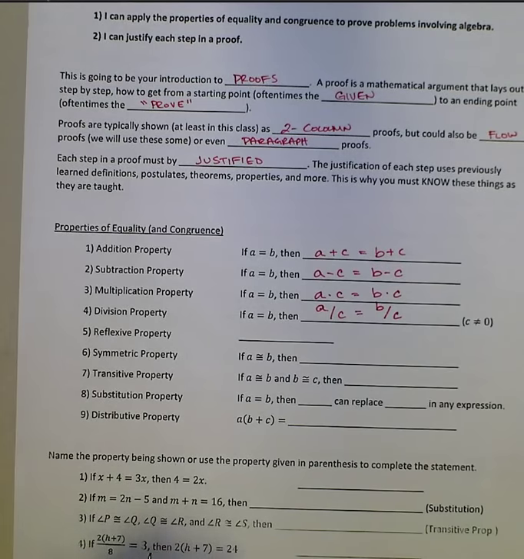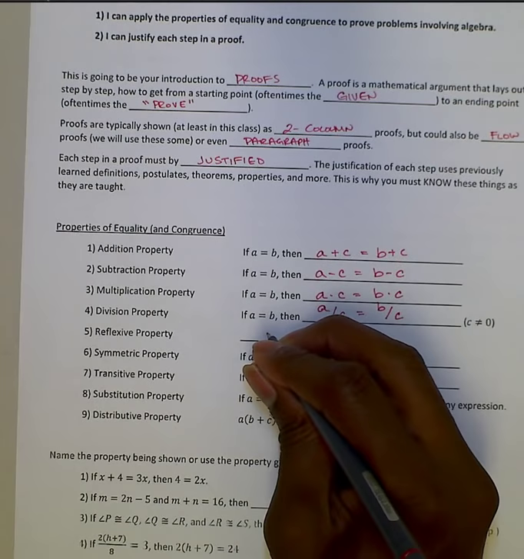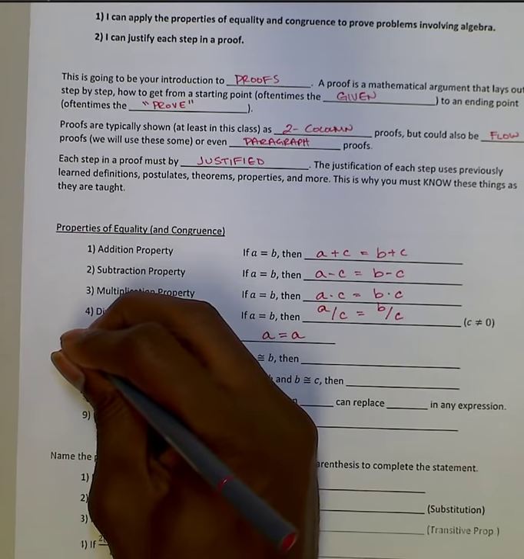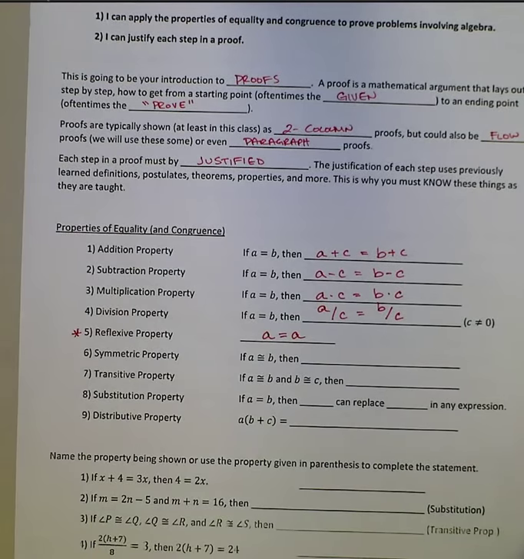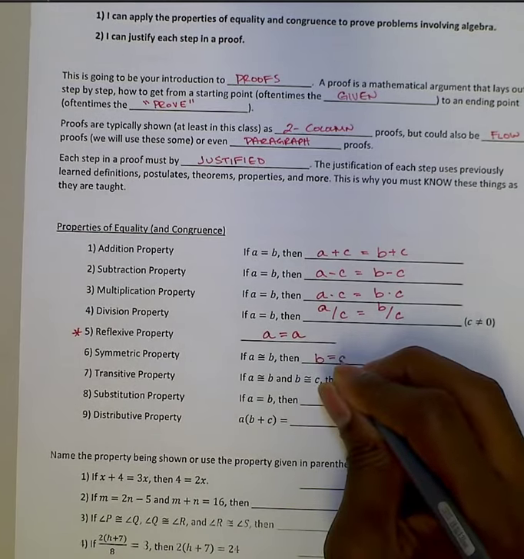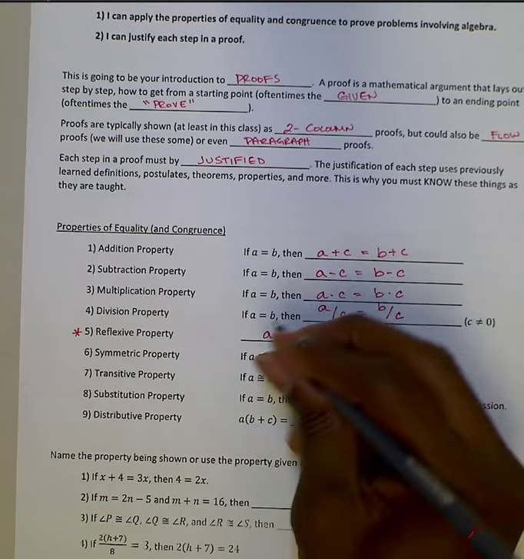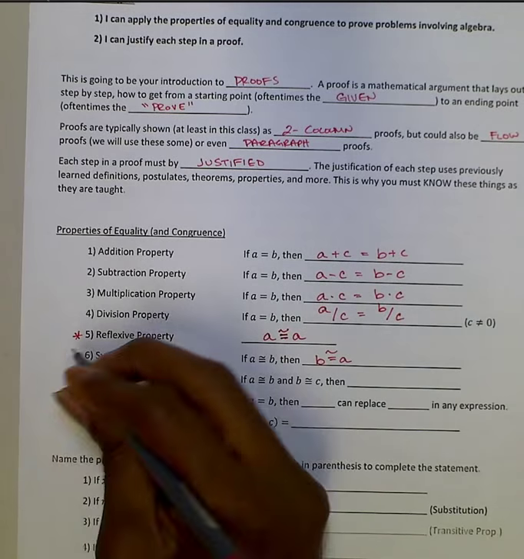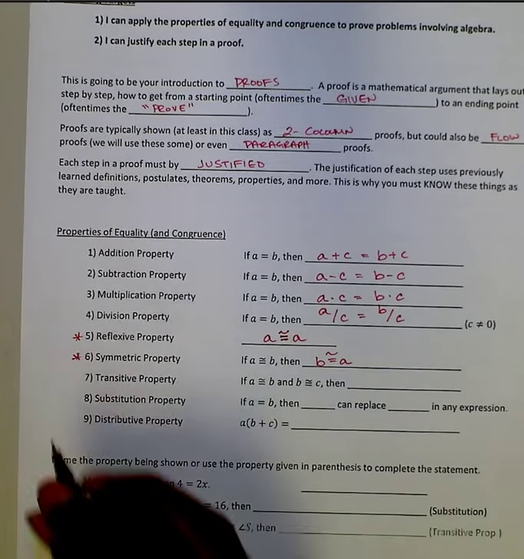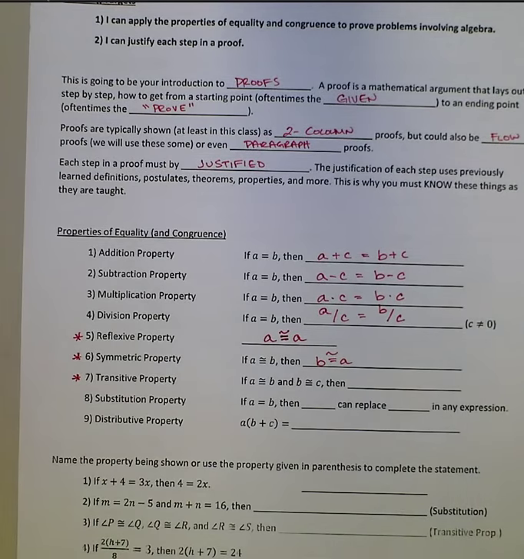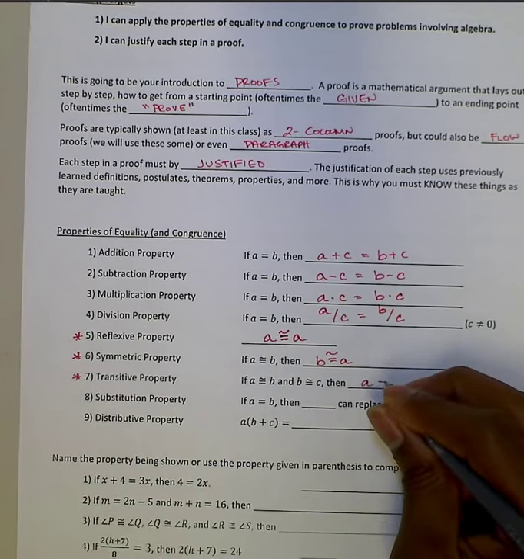Reflexive property just says that A equals A. Something has to equal itself. Seems silly, but you use that a lot. Symmetric property is if A equals B, then B equals A, or B is congruent to A. Sorry, I should use congruent here as well. We're talking about reflexive property, symmetric property, and transitive property. The transitive property says if A is congruent to B and B is congruent to C, then we also know that A is congruent to C.